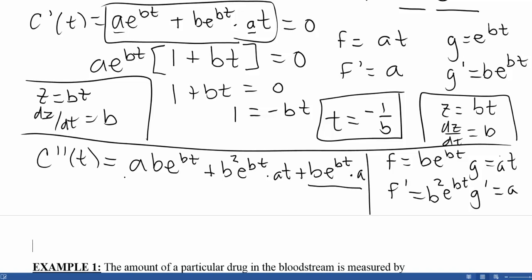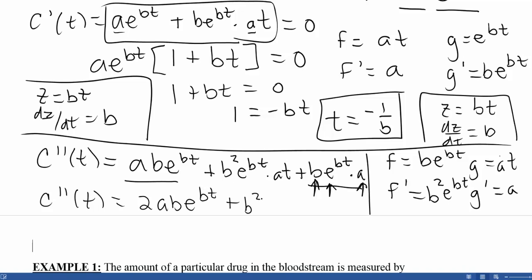Now I want you to look at the first and third term because those are the same term. The order in which our elements are presented is different. In the first term we have a times b times e to the bt. But in the third term we have those same things: an a, a b, and an e to the bt. So that means they're the same. And so therefore I can write that as 2ab e to the bt plus b squared e to the bt times at. So I've combined the first and third term.